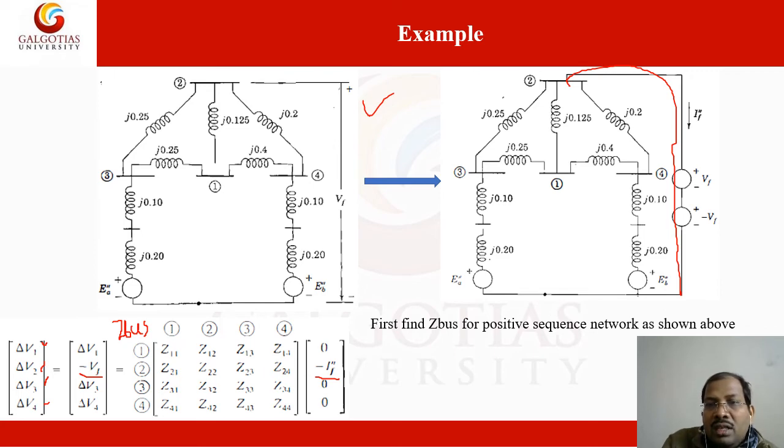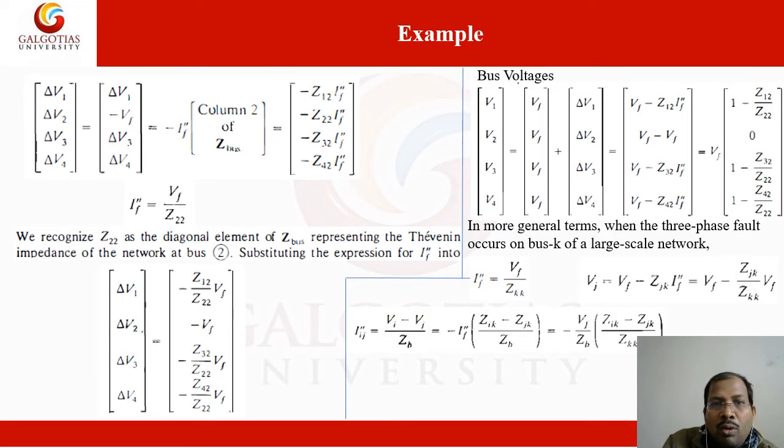So we can easily solve these equations in this form. Here the fault occurs at bus 2. When we are multiplying, we get the second column multiplied by the fault current. So all the changes in voltage at all the buses we can see in terms of the current. In this way we have to calculate this fault current.